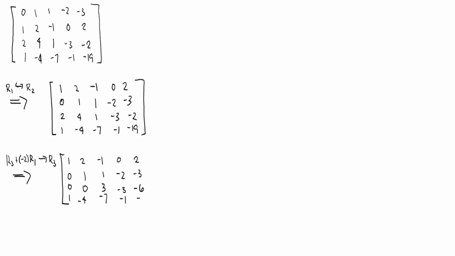Also, we want this to become 0. So to do this, we multiply row 1 by negative 1 and then add to row 4, to produce the new R4.